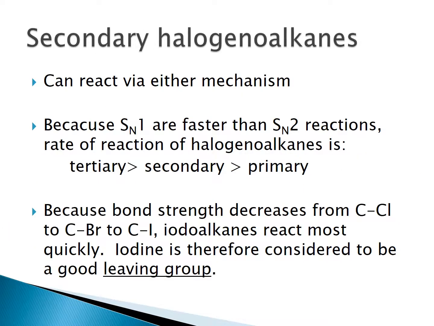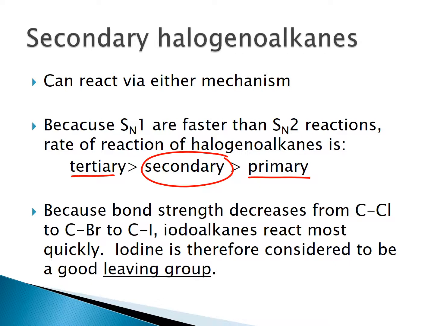Now, secondary halogenoalkanes can react via either mechanism. Because SN2 is faster than SN1, the rate of reaction of halogenoalkanes is: tertiary is fastest, primary is slowest, and secondary, which reacts via both mechanisms, is somewhere in the middle.